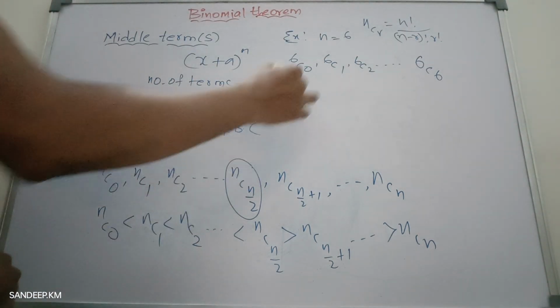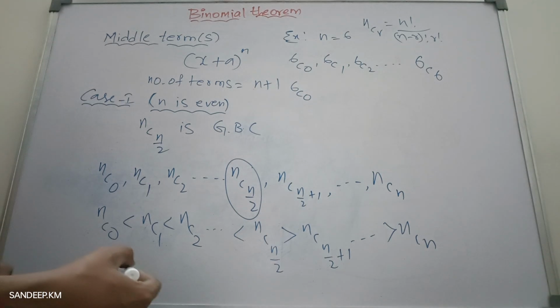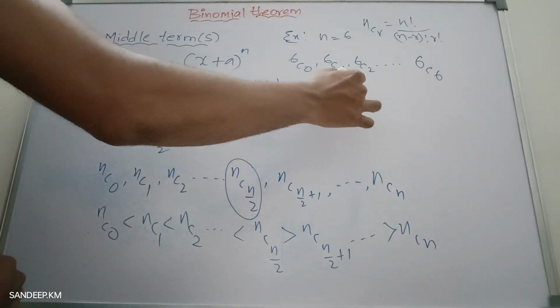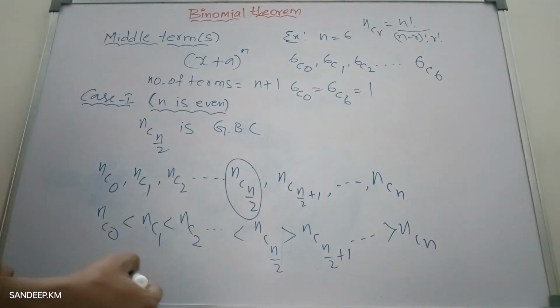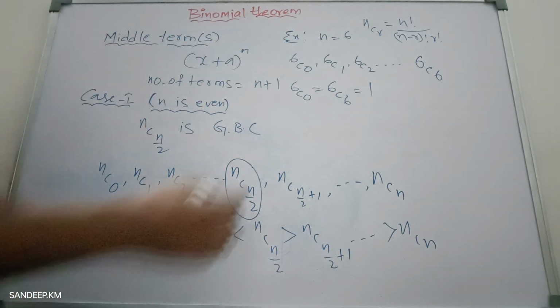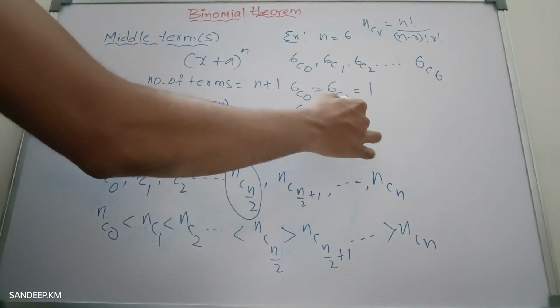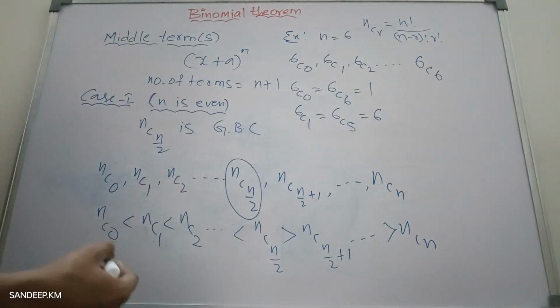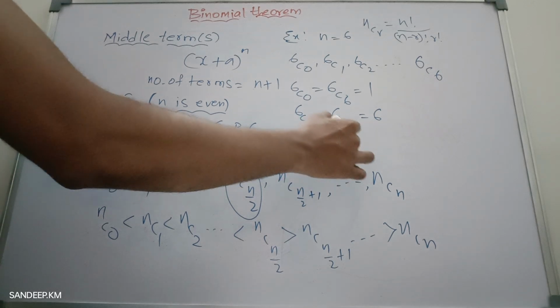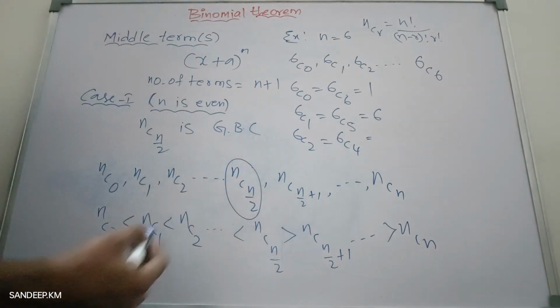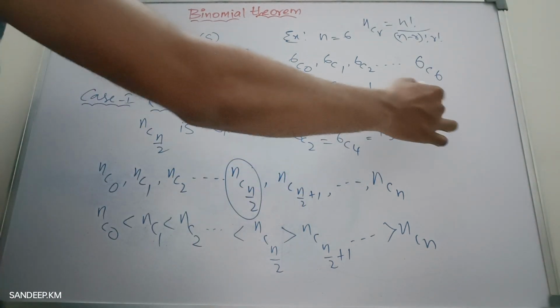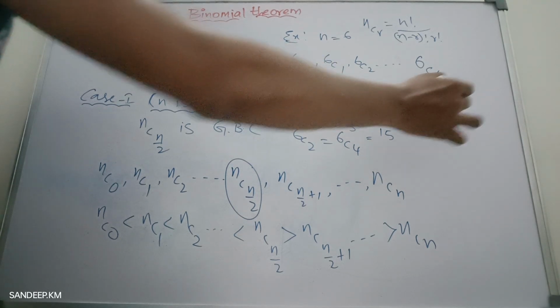So based on this, we can find the value of 6C0. 6C0 and 6C6 both are equal to 1. Use this formula, you will get it. Next, 6C1 and 6C5 both are equal to 6. 6C2 is equal to 6C4, both are equal to 15, and 6C3 is equal to 20.